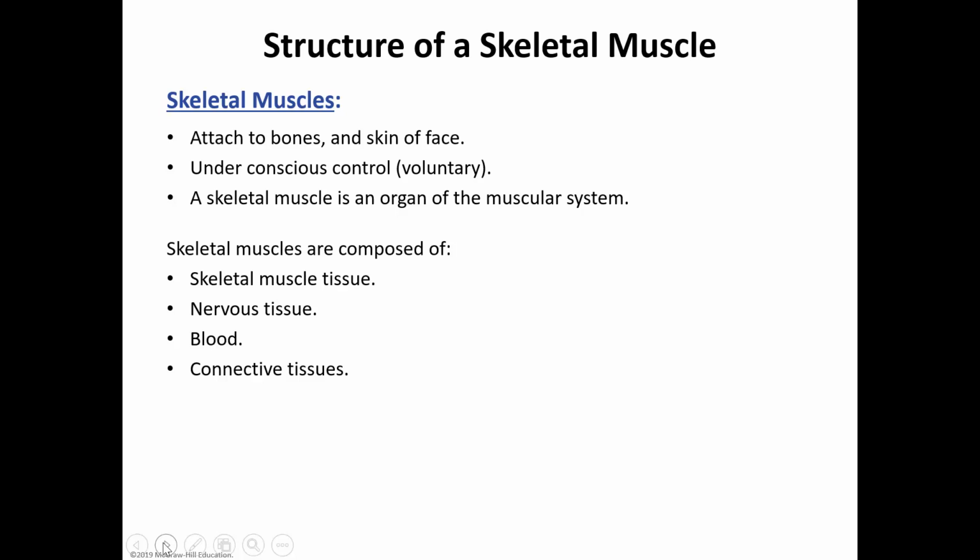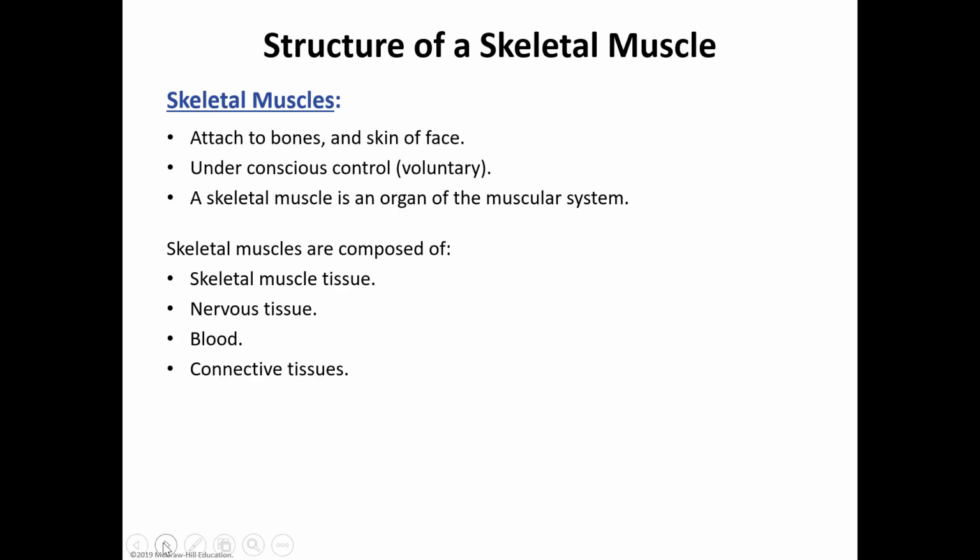Next, we're going to talk about the structure of skeletal muscle. Of course, skeletal muscle attaches to bones. Of course, it attaches to the skin of your face to make emotions and facial expressions. We're having a lot of facial expressions these days because of this crazy virus and the pandemic that's going around, and we're all upset, and that creates a lot of wrinkles in your face. And you can do that consciously. You may think it's involuntary, but of course, it is under your control.